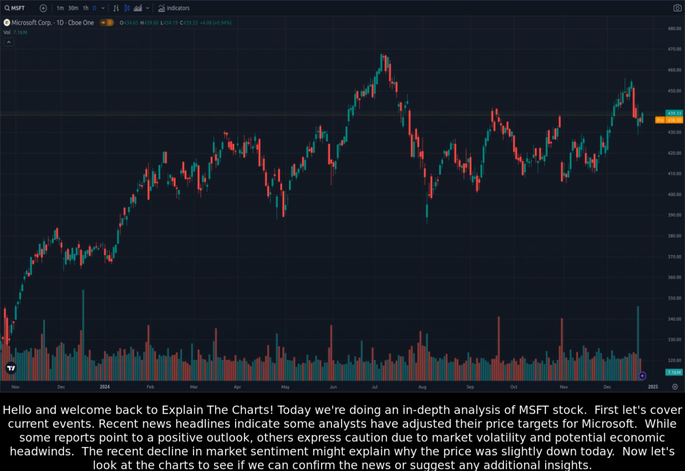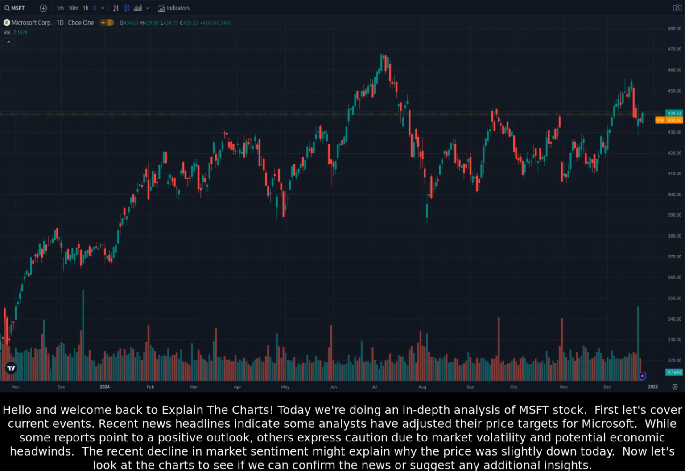Today we're doing an in-depth analysis of Microsoft stock. First, let's cover current events. Recent news headlines indicate some analysts have adjusted their price targets for Microsoft. While some reports point to a positive outlook, others express caution due to market volatility and potential economic headwinds. The recent decline in market sentiment might explain why the price was slightly down today.